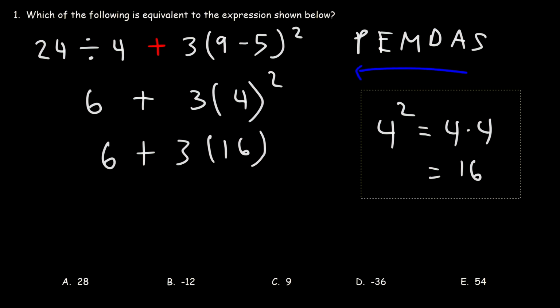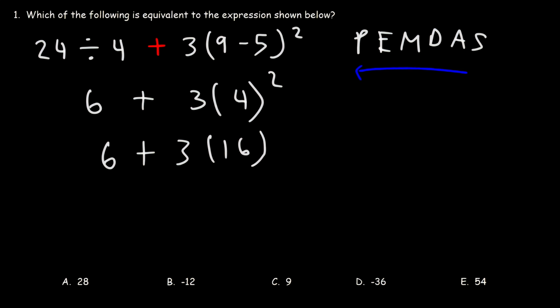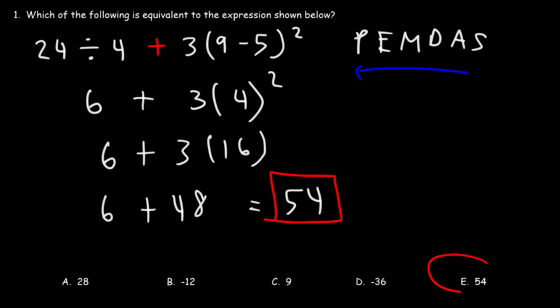Now what's 3 times 16? 3 times 16 is, 3 times 10 is 30. 3 times 6 is 18. 30 plus 18 is 48. And then 6 plus 48 is 54. So therefore, E is the right answer for the first problem.